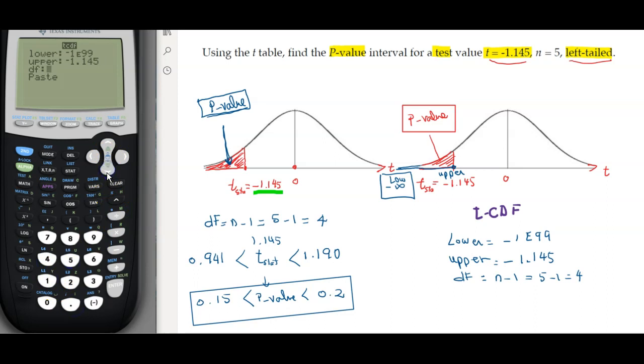And then degree of freedom is 4, and then you just paste it, enter, and the value is going to be, so the p-value that you're going to get is going to be equal to 0.1580, and you can double check that this is correct. All right, it is between 0.15 and 0.20, and that's perfect. That's all.